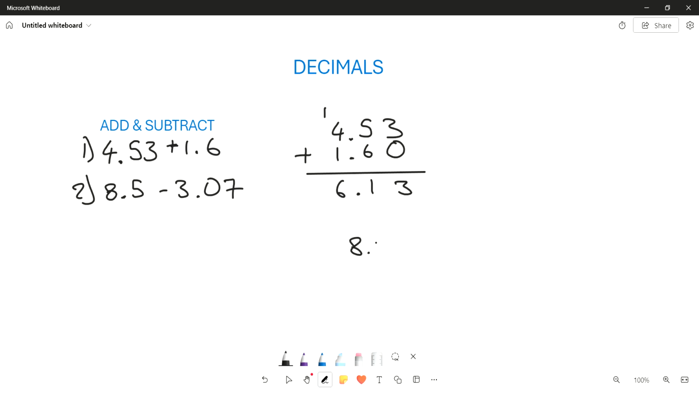Second one, same again. Make sure that you have the decimal points aligned. If you need to, add a 0 to make everything look neat. 3.07. 0 take away 7 we can't do, so we borrow the 1 from the 5. 10 take away 7 is 3. 4 take away 0 is 4. 8 take away 3 is 5. So our answer is 5.43.